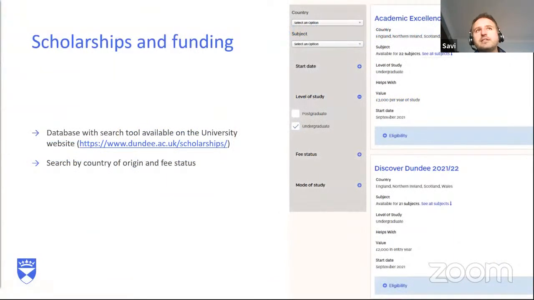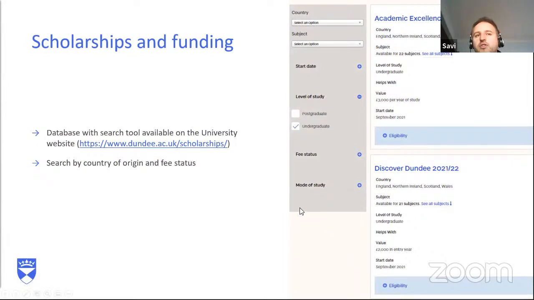Of course, there are scholarships available. I'm not really the right person to explain what this consists of, because it's not really my job. But you can go to the University of Dundee website for scholarships. You can select a country, a subject, and the level of study, and look for a scholarship that applies to you.